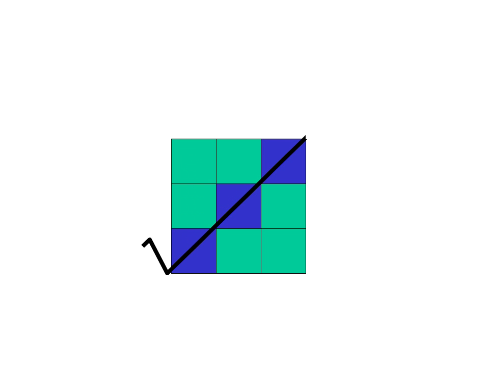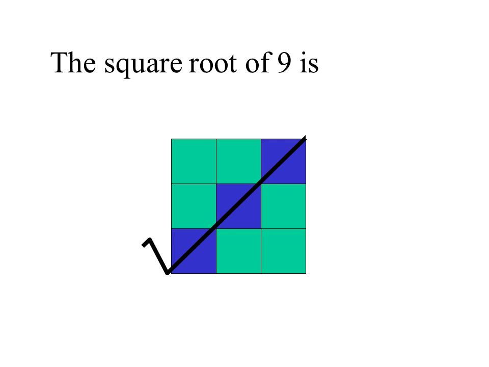Another way to show the square root of 9 is the number of diagonal blocks there are in a 3 by 3 grid. 1, 2, 3. Those are shown by the blue blocks here. The square root of 9 is 3.